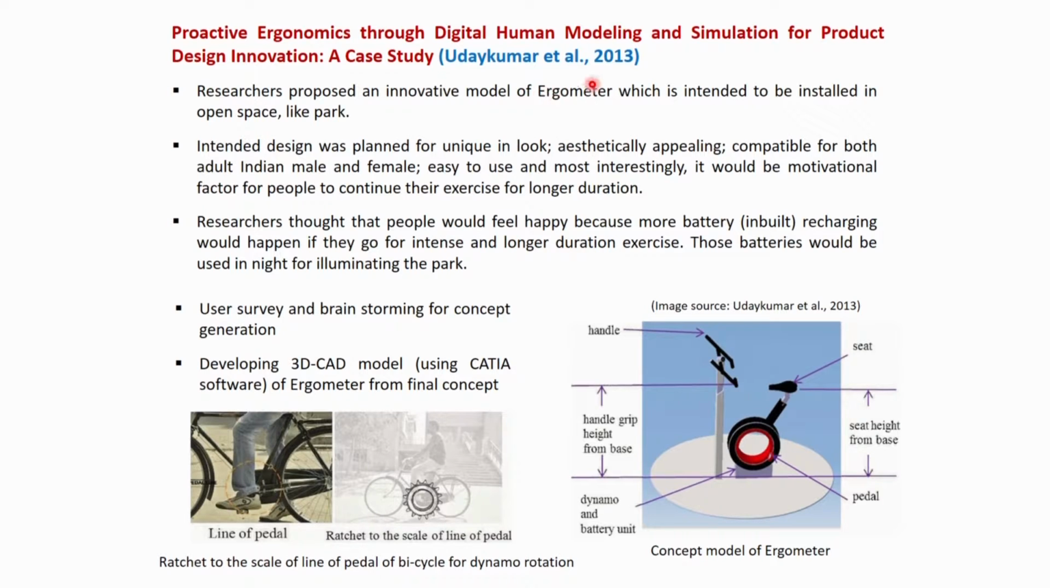So, what is an ergometer? Ergometers are exercise equipment which people generally use in gymnasiums or in different types of exercise places. They keep this type of instrument for regular physical exercise. In this paper, researchers reported the concept model of an ergometer and how that ergometer design was conceptualized and evaluated with digital human modeling software for various ergonomic aspects.